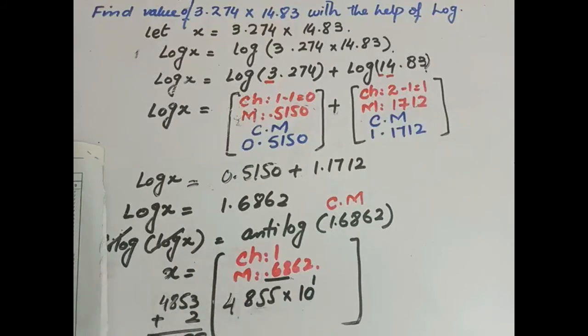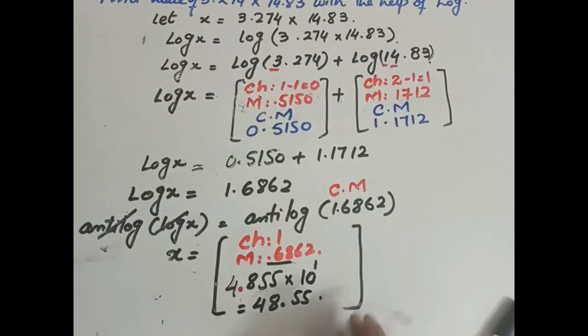And I have told you, the first thing is to write the characteristic as a power of 10. In the second step, I have to place the point after the first digit. 10 raised to power 1 means 10. I have to multiply it by 10, so the point will be after 8. X is equal to 48.55. I hope you have understood this.